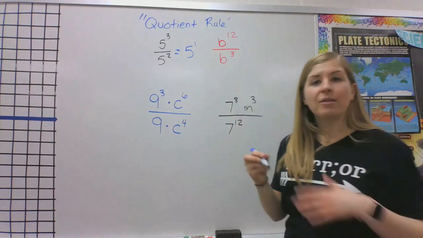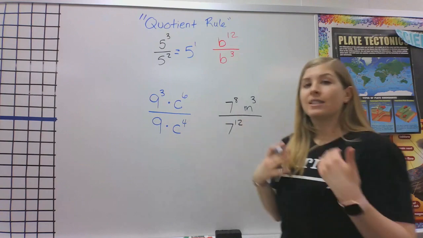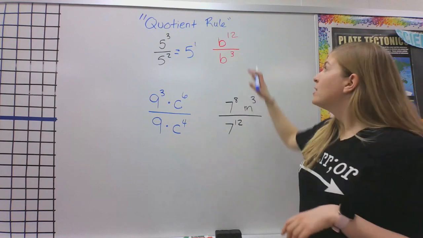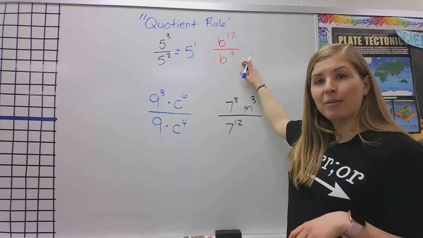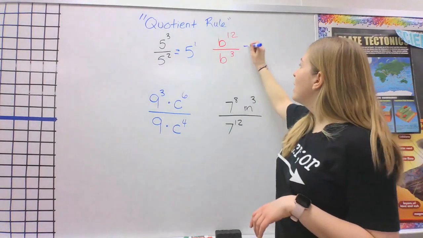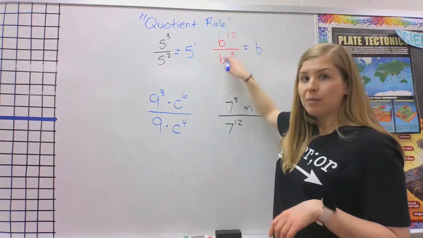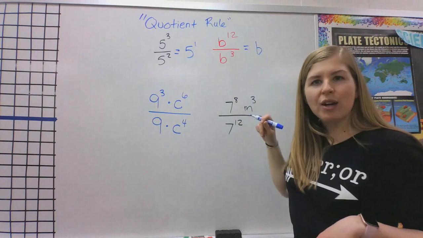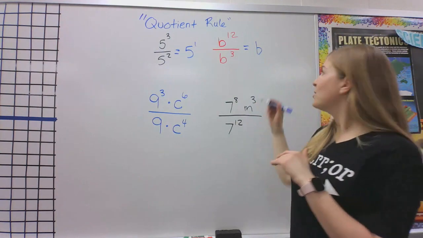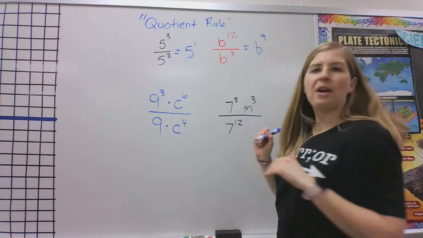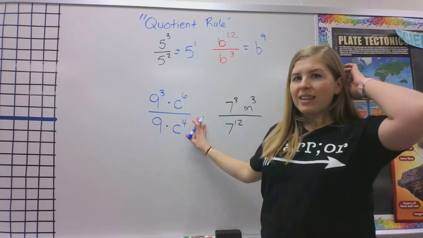Let's try this one. Sometimes we have a number for a base, sometimes it's a letter or a variable. So if we have b to the 12th power divided by b to the third power, we would keep the base, the big number, the same, and then we would just subtract our exponents. 12 minus 3 is 9. Awesome.